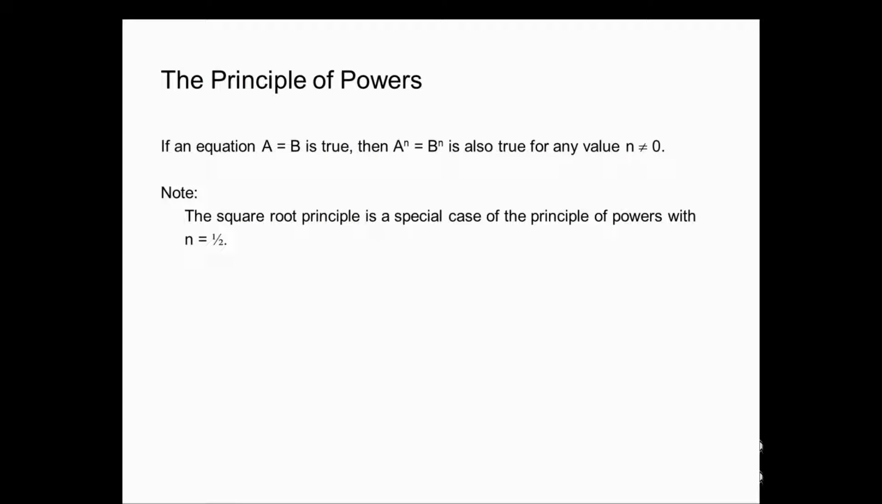Now, how do we solve these? So, the principle of powers. It says if an equation a equals b is true, then a to the n equals b to the n is also true for any value n not equal to 0. Remember, if you take anything to the 0 power, you'd have 1. So you'd have 1 equals 1. Now note, the square root principle is a special case of the principle of powers with n equal 1/2. Remember, you take square roots, and according to our fractional exponents, way back in section R.7, the 1/2 is a square root. So we've actually done the principle of powers in a very special case.